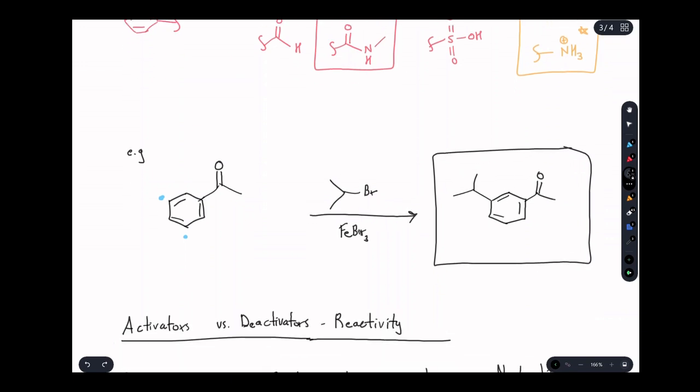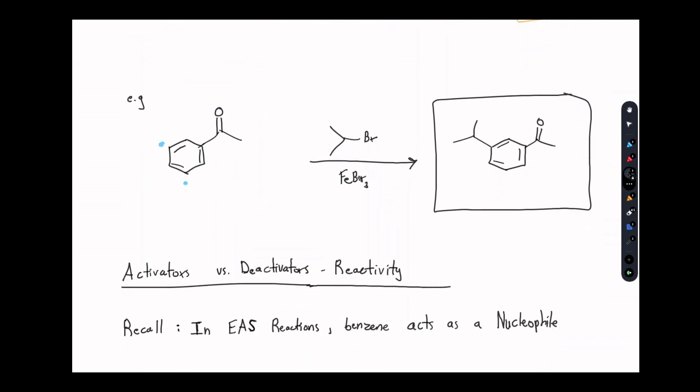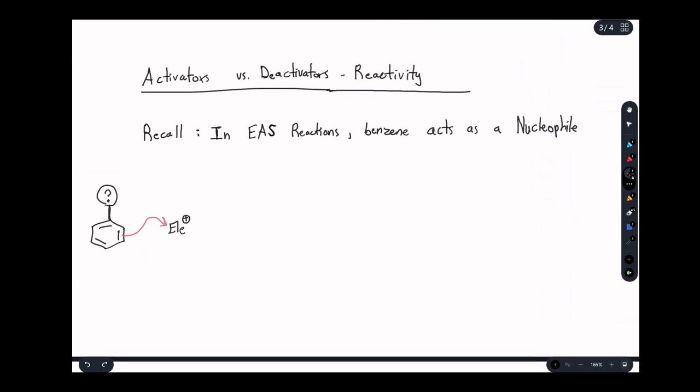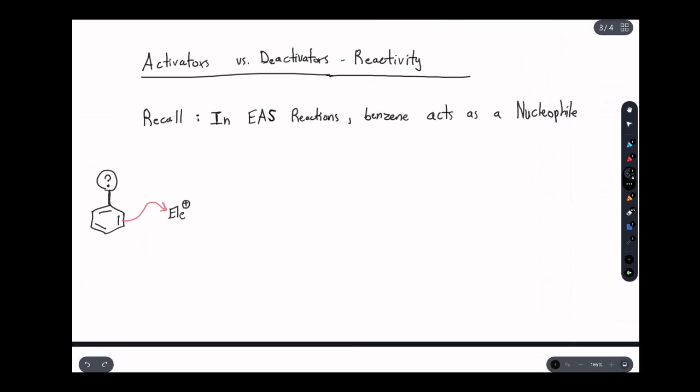Excellent. So I've been using these terms activator and deactivator. Let's talk about them briefly. Recall that in EAS reactions, benzene isn't being attacked, it's doing the attacking. It is acting as a nucleophile that is attacking electrophiles. So if a group is an electron donor giving electrons to the ring, that's going to make this reaction better. It's going to give the benzene, which is normally pretty stable, more electrons than maybe it wants, which will convince it to attack more readily.